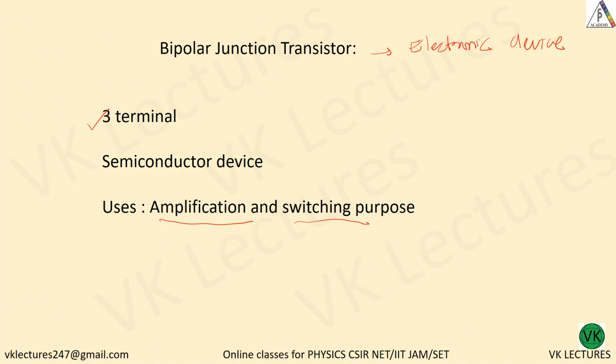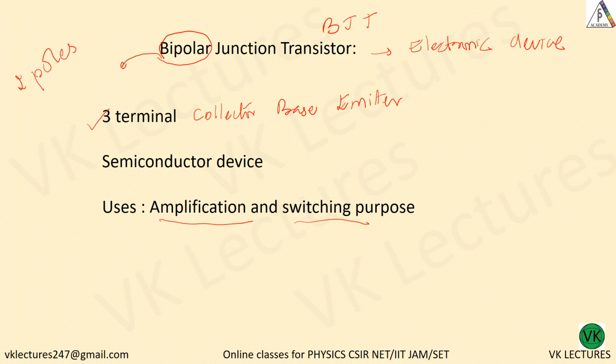The terminals are called collector, base, and emitter. Only for a bipolar junction transistor, or BJT. You call it BJT. Now, what is this bipolar? What does this indicate? Bipolar means two poles.